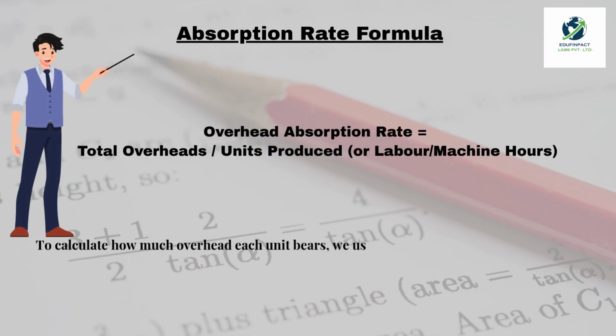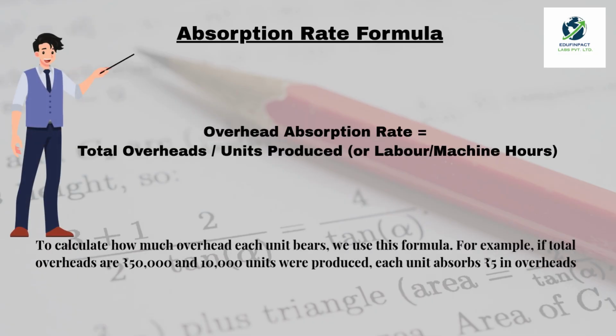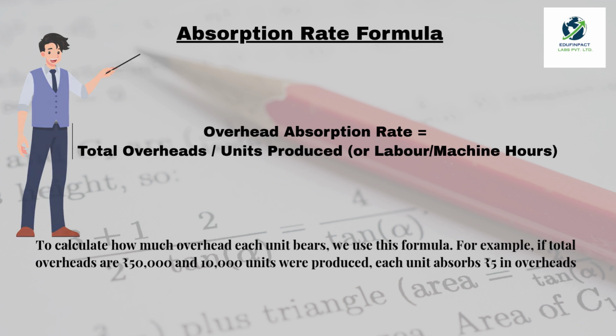To calculate how much overhead each unit bears, we use the formula. For example, if total overheads are Rs 50,000 and 10,000 units were produced, each unit absorbs Rs 5 in overheads.